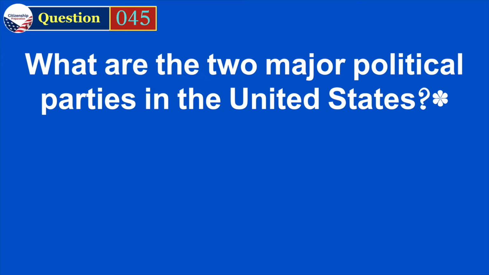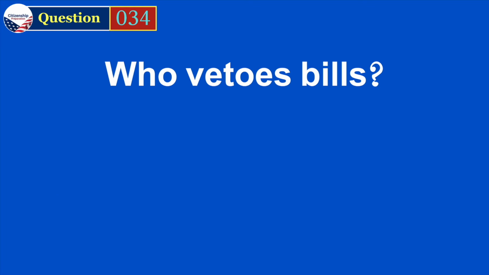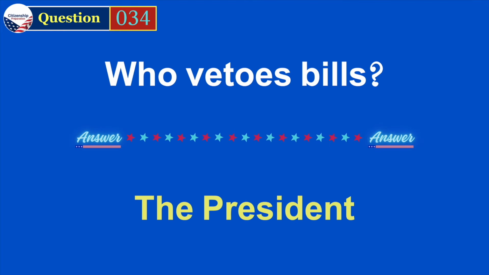What are the two major political parties in the United States? Democratic and Republican. Who vetoes bills? The President.